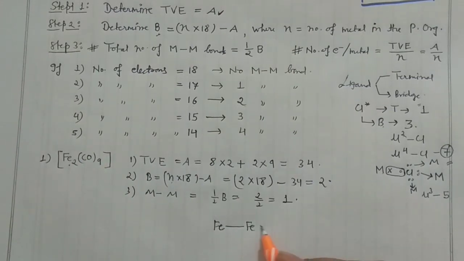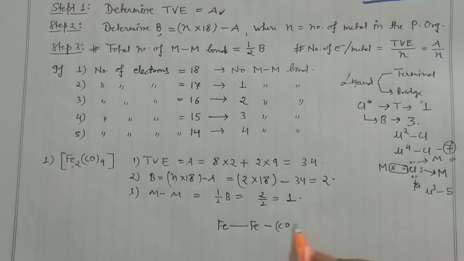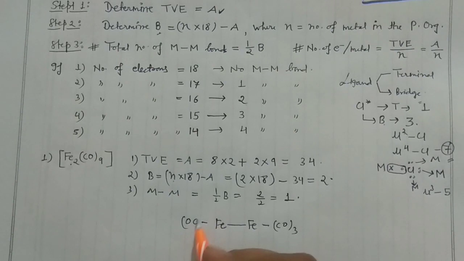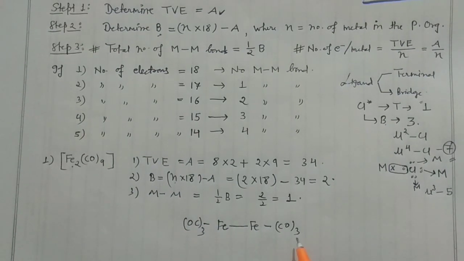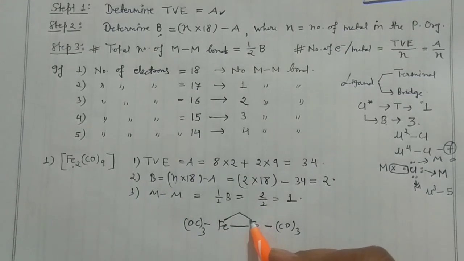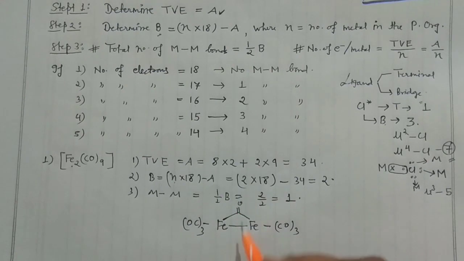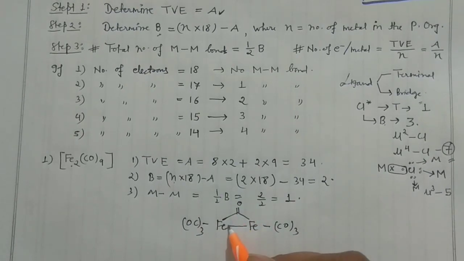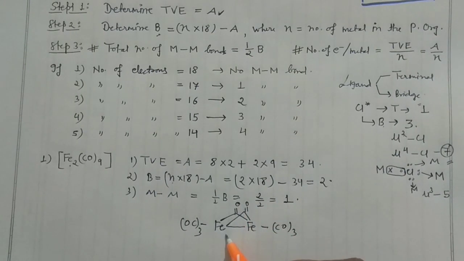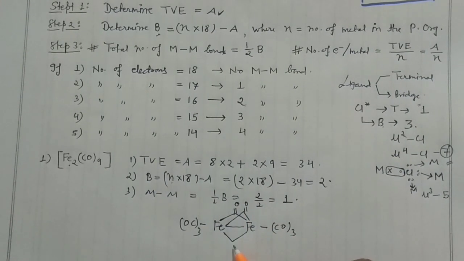So 3 I am giving here, (CO) thrice, and another 3 I am giving here, 3 and 3 make 6, and you are left with 3 more carbonyls. So first I add one in this manner, C double bond O. Second I do in that manner, C double bond O, and third I give in that manner, C double bond O. Okay, so this is the structure.